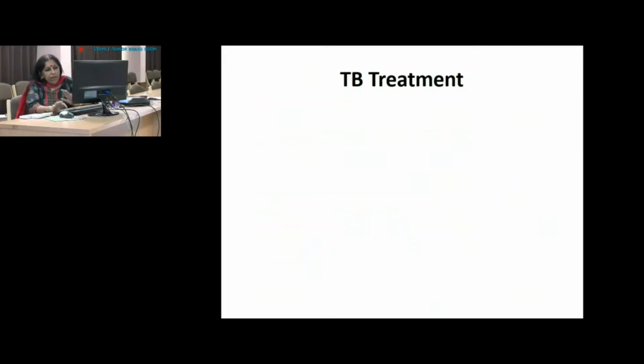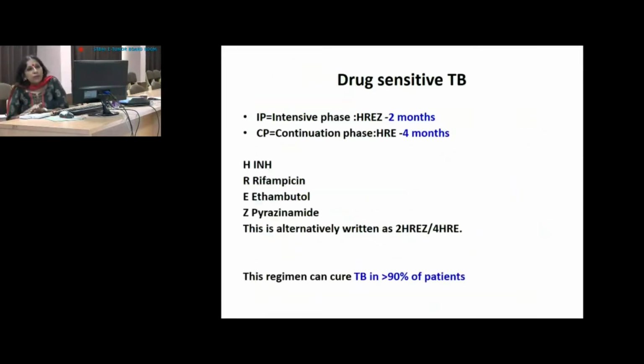So now we have diagnosed the patient, we know how the person got infected, and now in case we think that the patient has active TB, then how to diagnose.